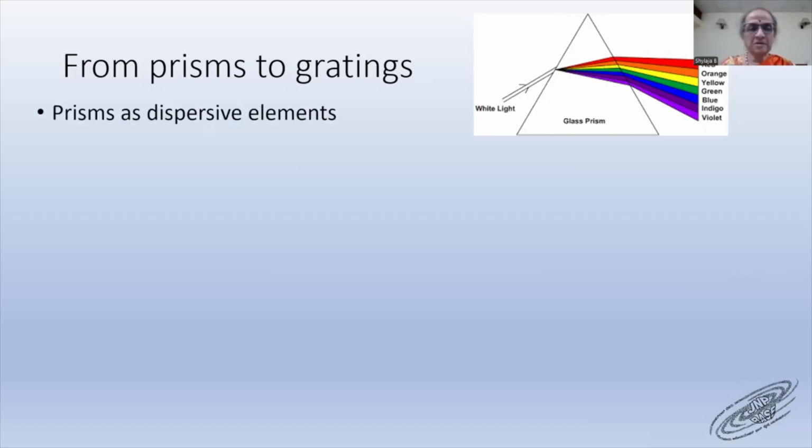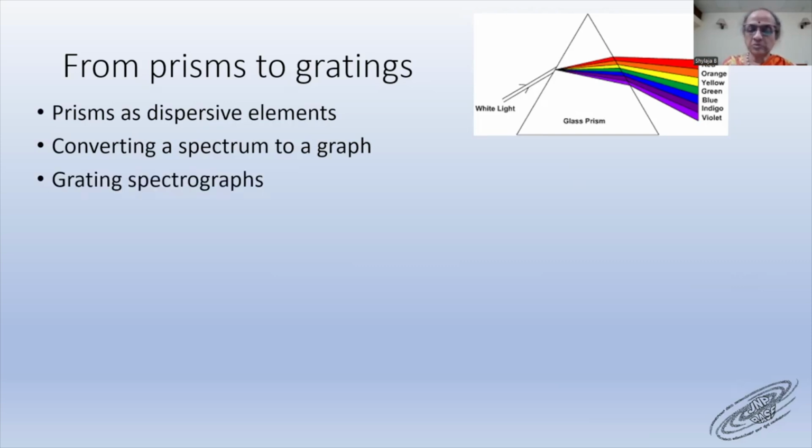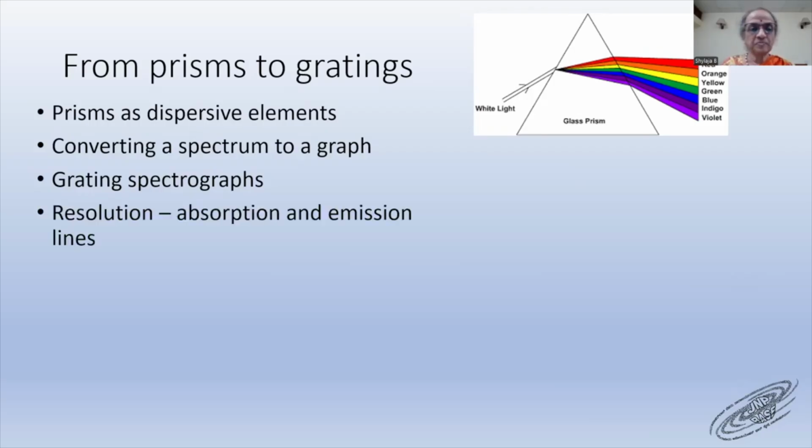So the prisms are dispersive elements, they know. What I have to teach them is how to convert this band of 7 colors into a graph, which we are going to define as the spectrum. So the grating spectrographs are introduced, and I use the small telescope that we have to show them the grating spectrum using the same setup which they are familiar with in their regular undergraduate courses.